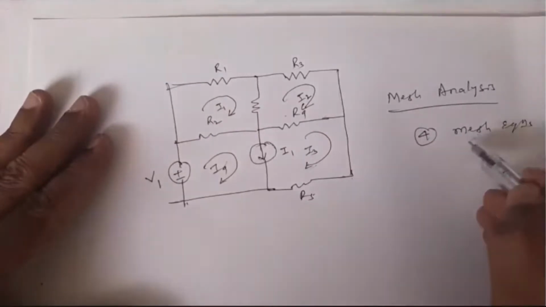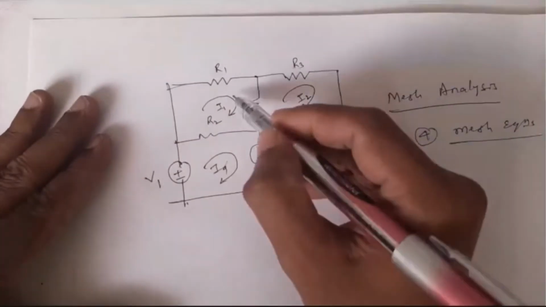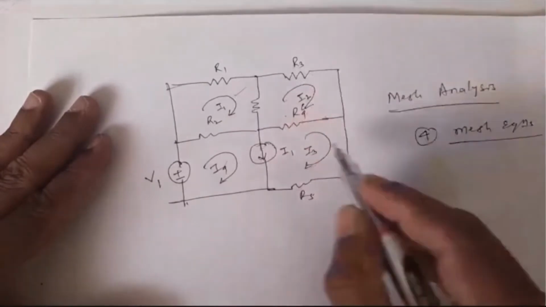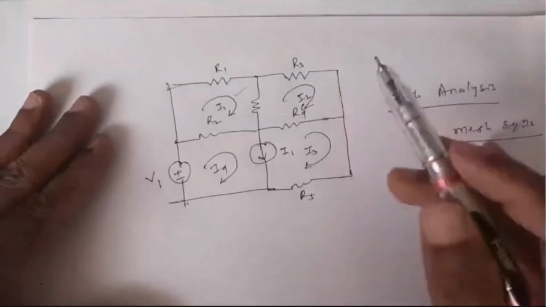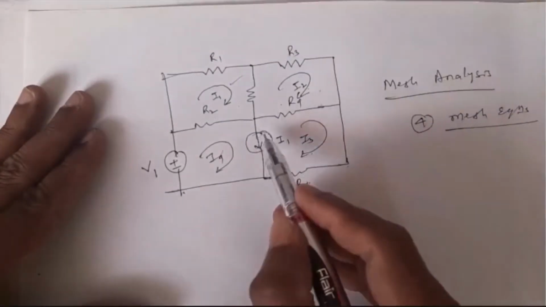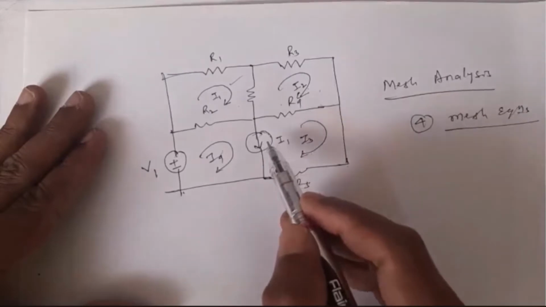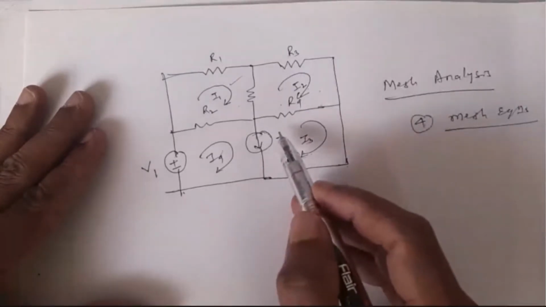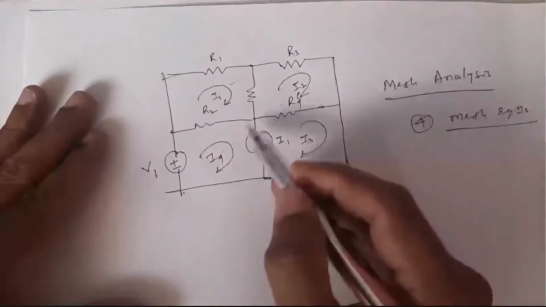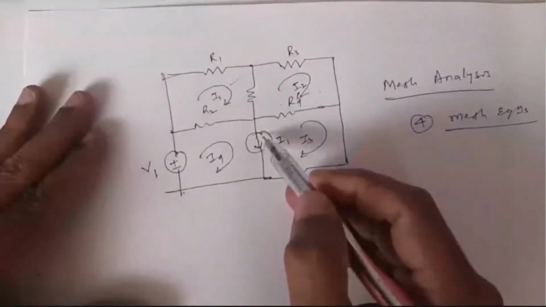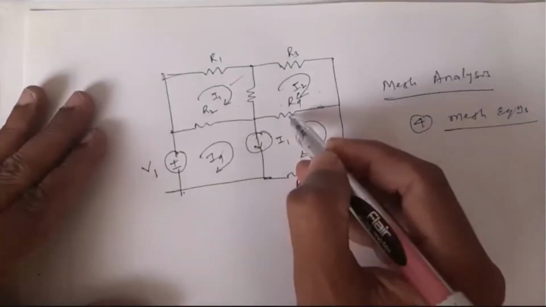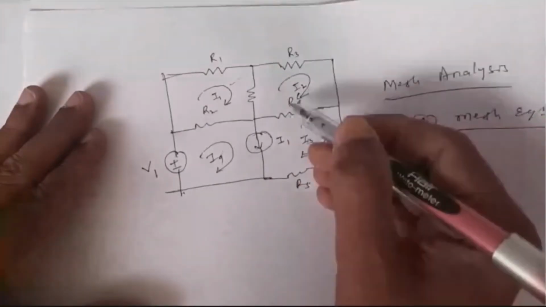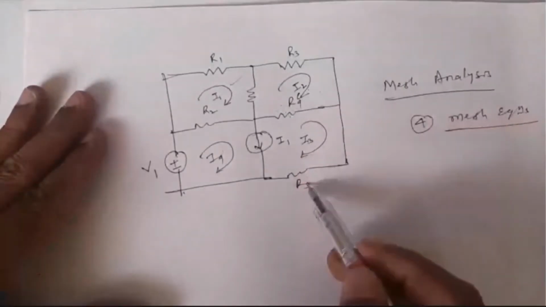To arrive at four mesh equations, if I apply KVL to mesh 1, no problem, I'll get one equation. KVL to mesh 2, no problem, I'll get another equation. What about KVL through mesh 3? There is a current source here. I cannot apply KVL to this directly, because I don't know the voltage across it. Here you know the voltage: current is I3, resistance is R4. Here also you know the voltage: current is I3, resistance is R5.